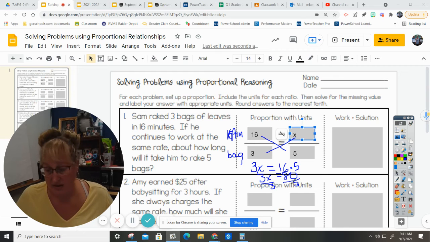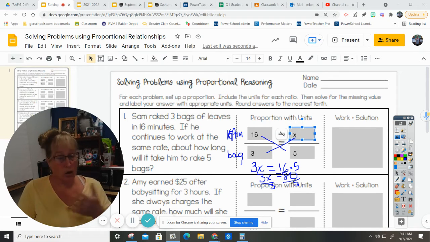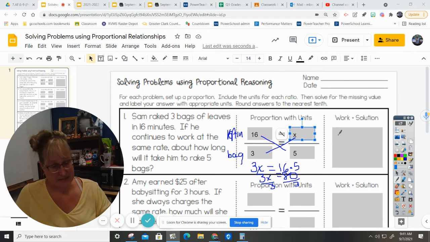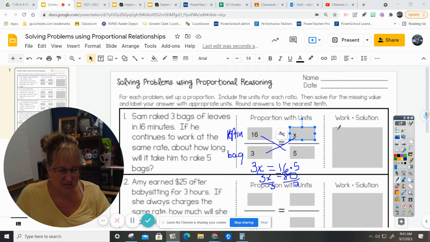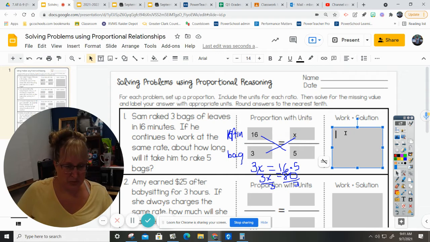You're probably writing this on your paper or on your desk or on your dry erase or whatever you're doing, but you're writing this somewhere. So I'm going to do 80 divided by 3. It is 26 and 2/3 or 26.666666. Oh, it wants me to type the work. Well, maybe next time I'll type the work. Yeah, so basically I'm supposed to type over here.